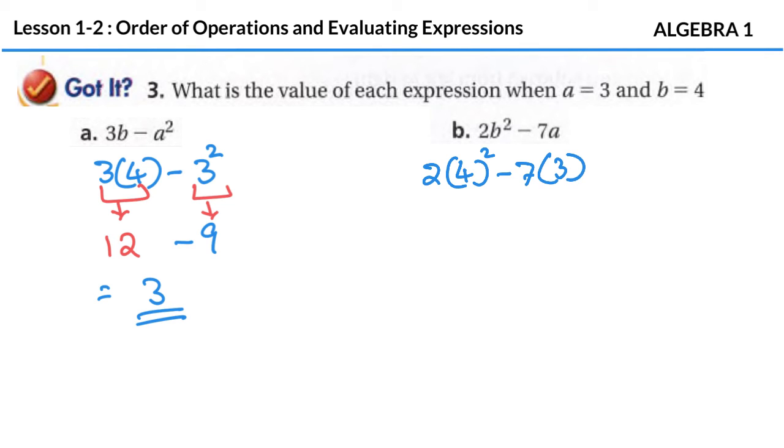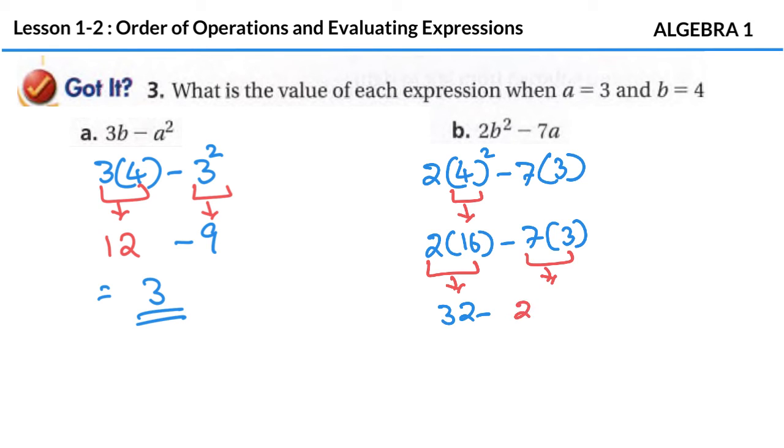So which one will we do first? We will do the exponent first, and that's going to be 4 squared, which is 16. So it's 2 times 16 minus 7 times 3. Then we can do 2 times 16, which is 32, minus, we can do 7 times 3, that is 21.